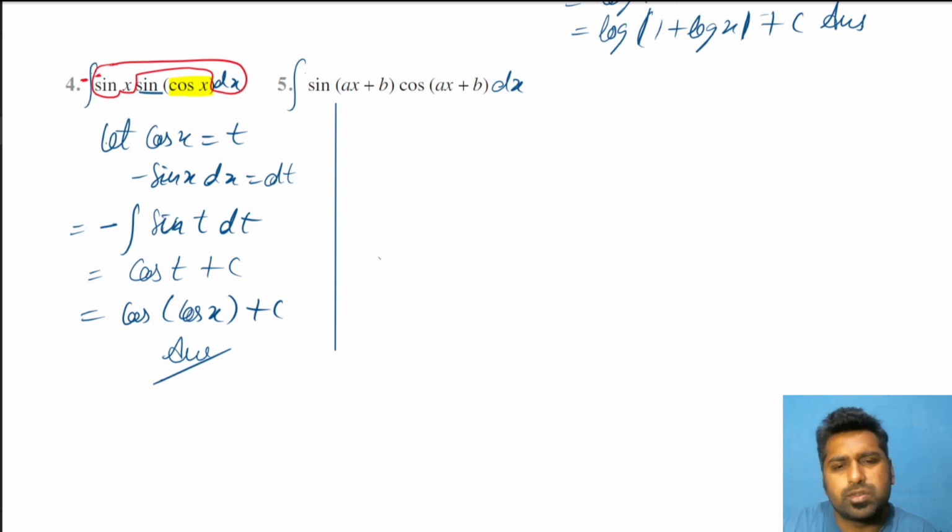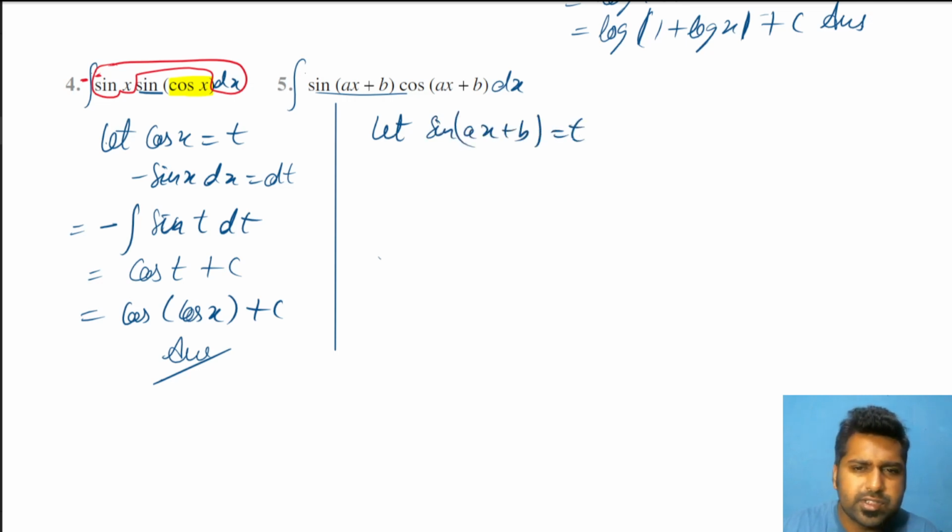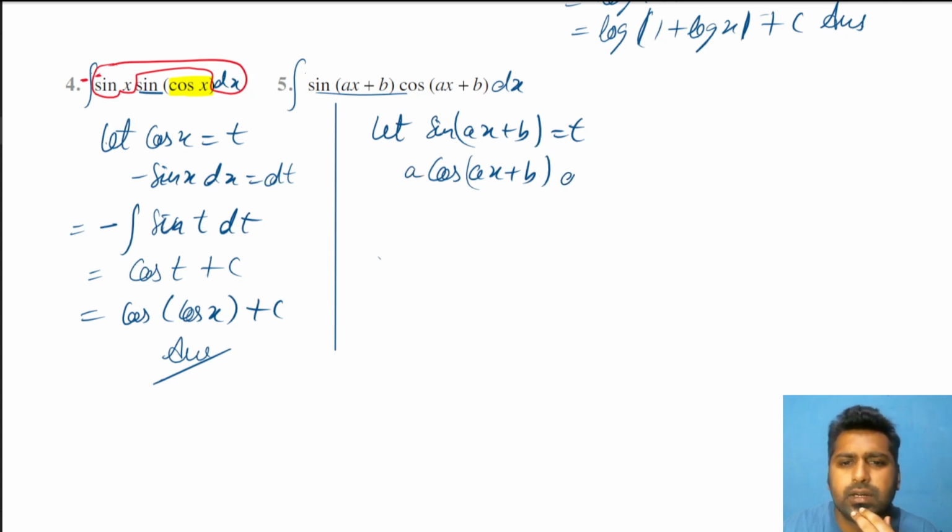Sine and cos both are looking slightly weird. So what we'll do is take cos of ax plus b as t. Or if you want you can take sine also, both are the same. So let's take sine, because you have a habit of going for sine first rather than cos. You are taught sine first and then cos. So let sine of ax plus b be t. What is the differentiation of sine of ax plus b? Cos of ax plus b, and then the differentiation of ax plus b also, that is a. dx is equal to the differentiation of t, which is dt.